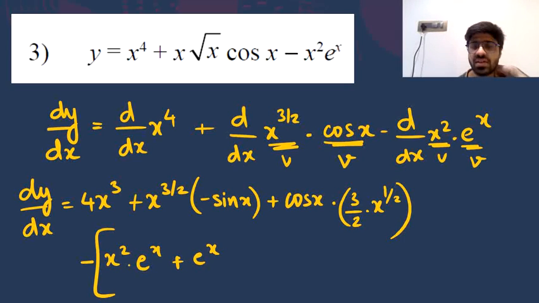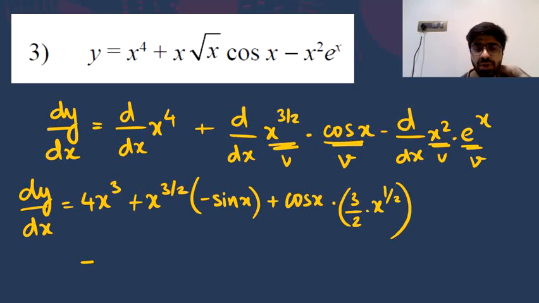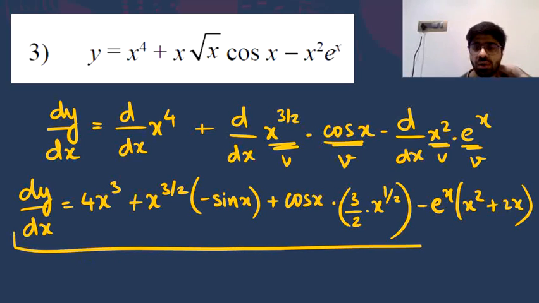Plus we have v, that is e power x, into d by dx of x square, and d by dx of x square, that will be n into x power n minus 1. That will simply be 2x. So from these two terms again you can pull out the e power x term common. So we will be left with x square plus 2x into e power x. So minus e power x into x square plus 2x, and that is the final expression for dy by dx for your third question.